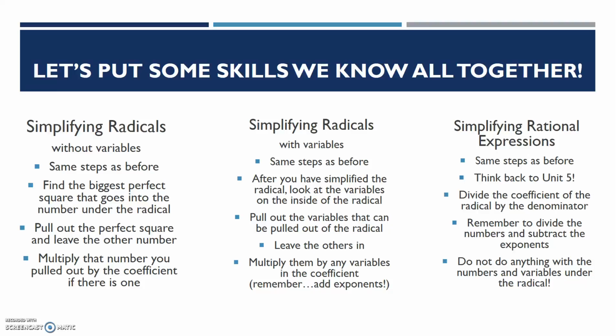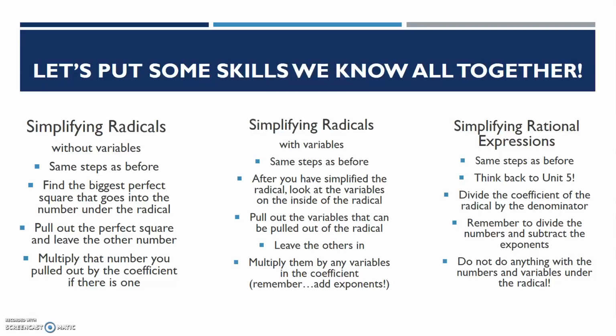You're going to find the biggest perfect square that goes into the number under the radical, pull that perfect square out, and leave the other number inside. And while you're doing that, make sure any numbers on the outside, you actually multiply them together. You're also going to simplify the variables, the skills from what we did with the variables. It's the same exact steps. So you've gone through, you're going to do that first.